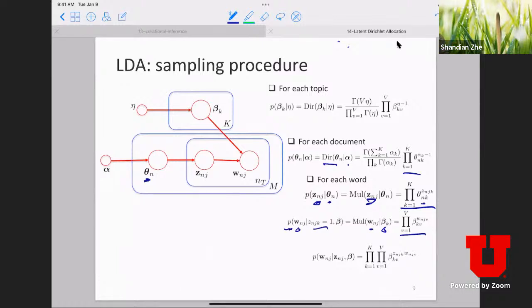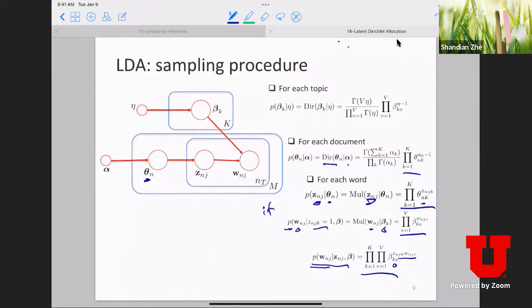Right? And for a more convenient representation of this conditional probability, we don't want to write it as if-else, right? If z_nj1 is 1, you got this. If z_nj2 is 1, you got another one. You can simply write this conditional probability in one form. It's just a product from topic 1 to topic K, and the word from 1 to big V, and then your beta_kv has the power z_njk and w_njv.